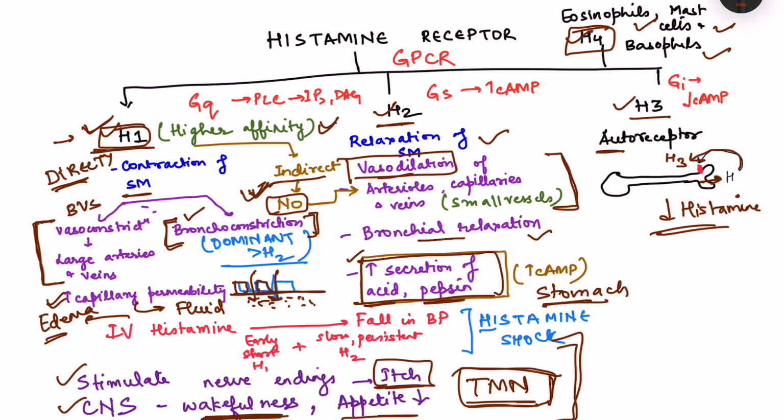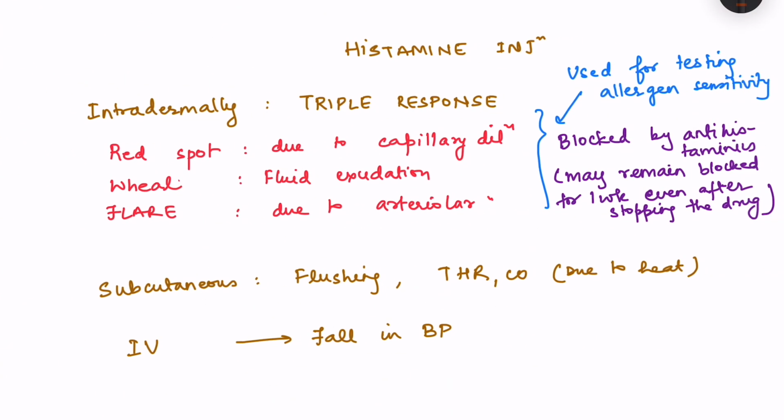For now, just remember that H1 receptor stimulation causes vasodilation, leads to bronchoconstriction, then increases capillary permeability. It stimulates nerve endings causing itch, and in the CNS it is important for maintaining wakefulness, and it also decreases the appetite. Now, histamine injection, if given intradermally, leads to the triple response.